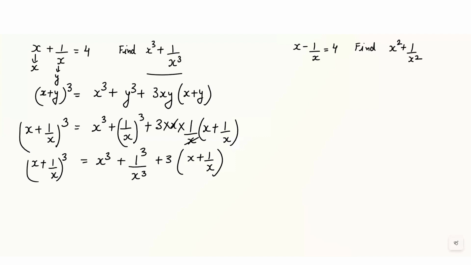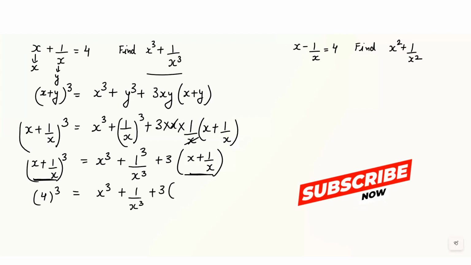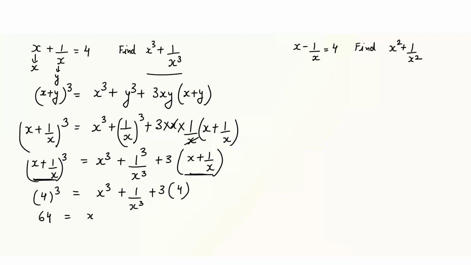The value of x plus 1 over x is already given, so we will substitute it here. It equals 4. So we write 4 cube equals x cube plus 1 over x cube plus 3 into 4. Now 4 cube means 4 fours are 16, 16 fours are 64. So 64 equals x cube plus 1 over x cube plus 12. We take this 12 to this side, and the value of x cube plus 1 over x cube equals 64 minus 12, which is 52. So the value of x cube plus 1 over x cube is 52.